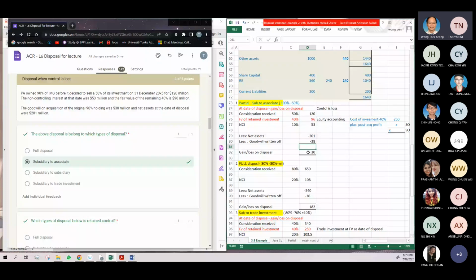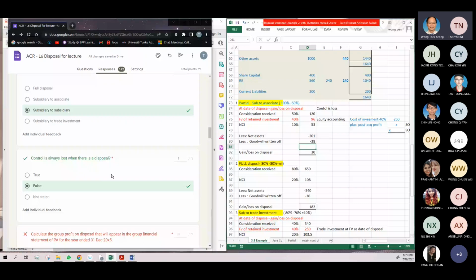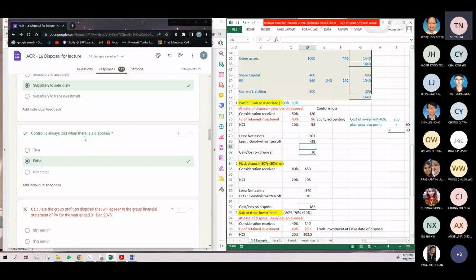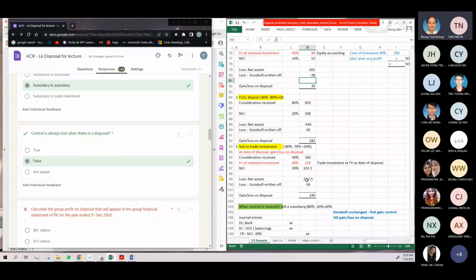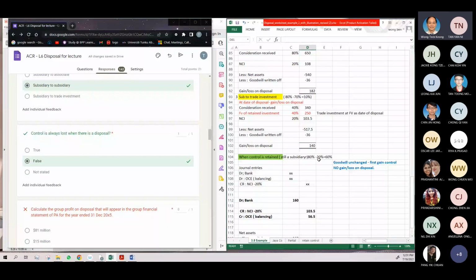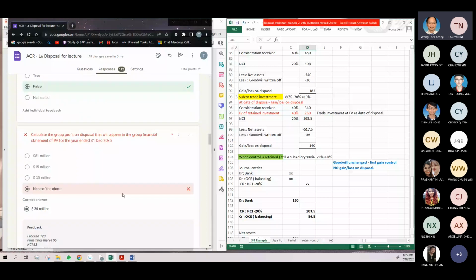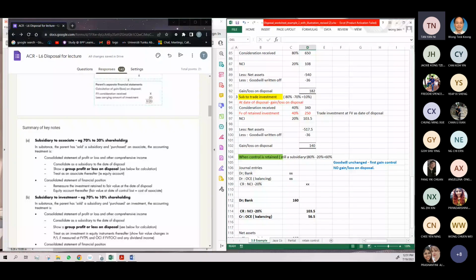Okay, so you must know which format to choose. Control is lost when there is a disposal, not necessarily when you have retained control. Like the 80% minus 20, 60. That's why it falls. So calculate the gain/loss on disposal, the gain/loss on disposal each one.